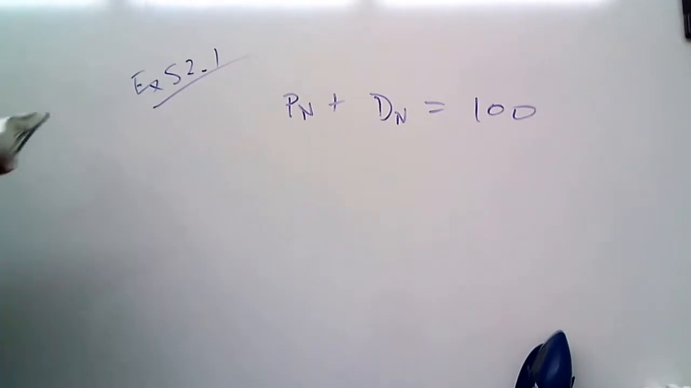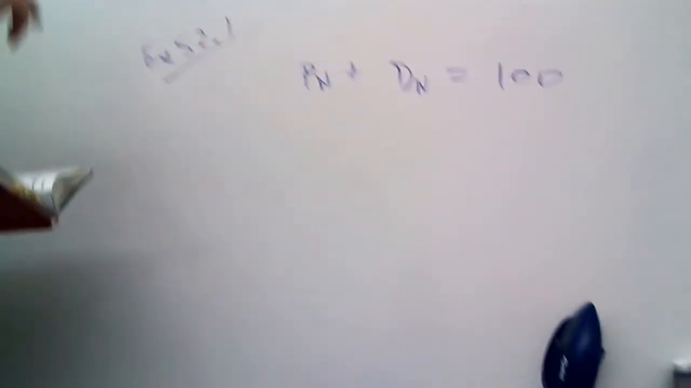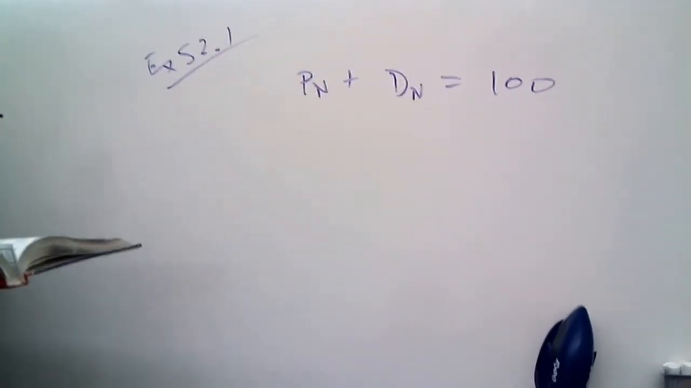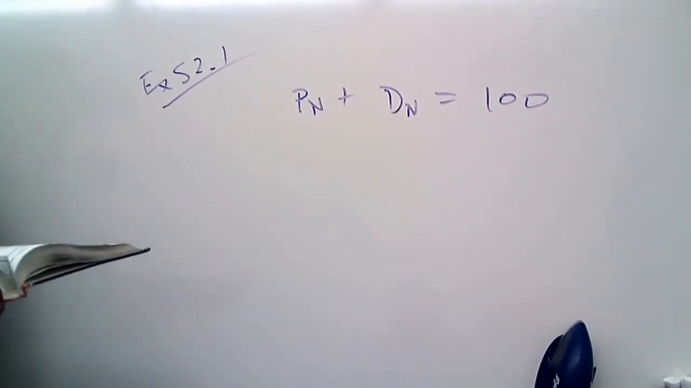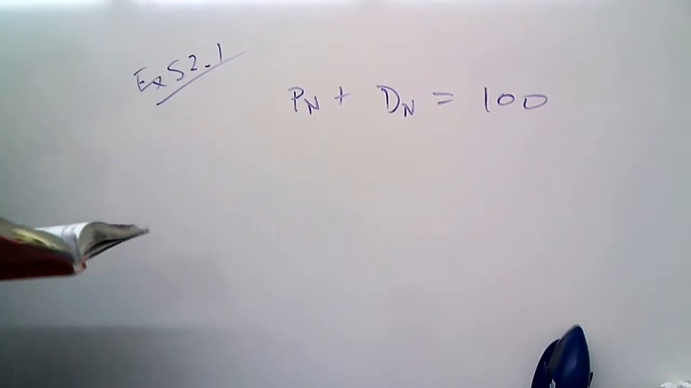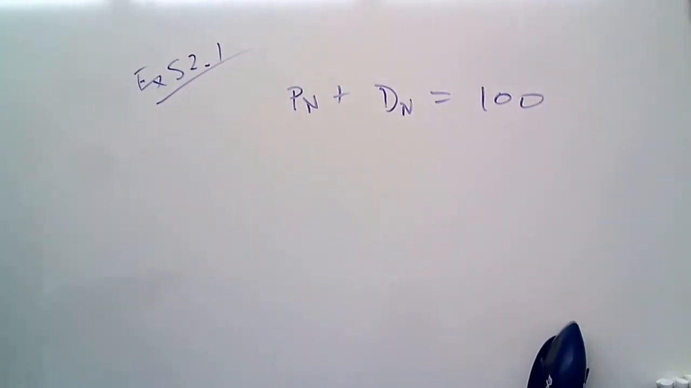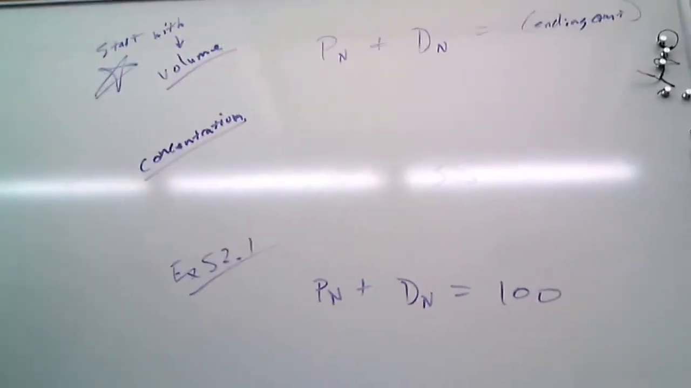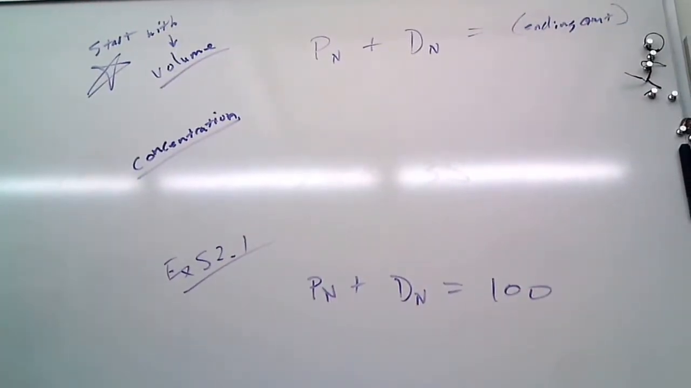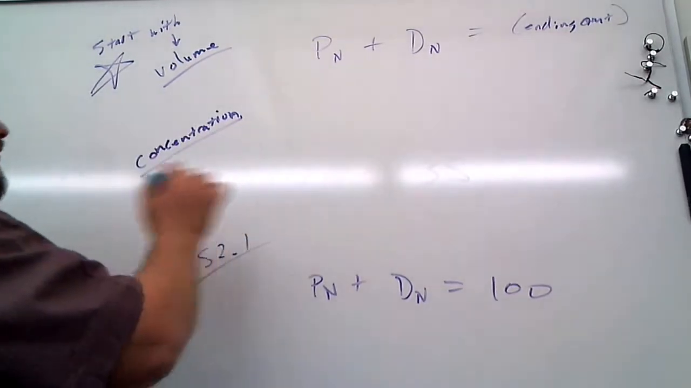Now, the next thing is, how many variables do we have, by the way? Two. So how many equations do we need to be able to solve this? Two. Good job. So now we need our concentration equation.